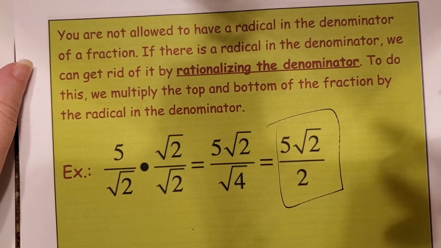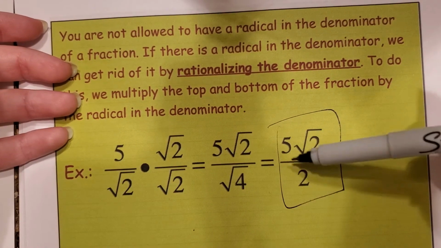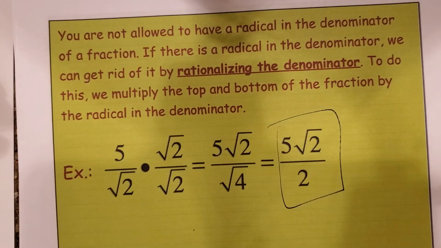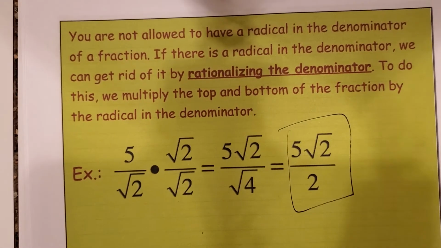And if you have 5 over 2 on the outside, you can definitely try to simplify that fraction with the coefficients on the outside. In this case, it's not possible. It's not always going to be possible, but you can definitely try.